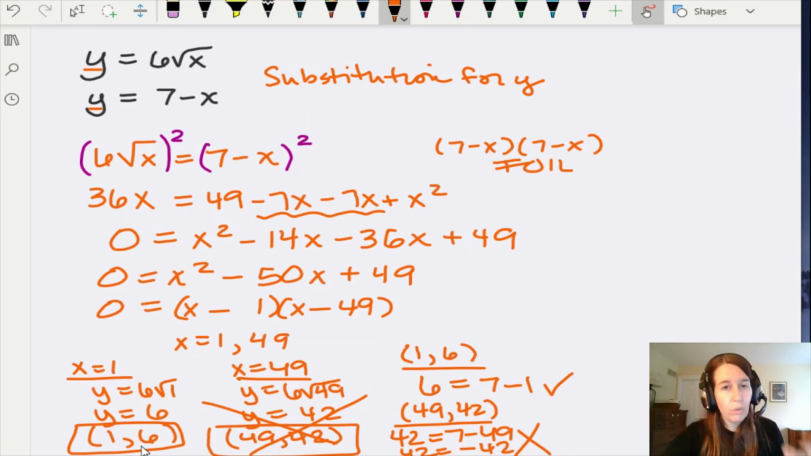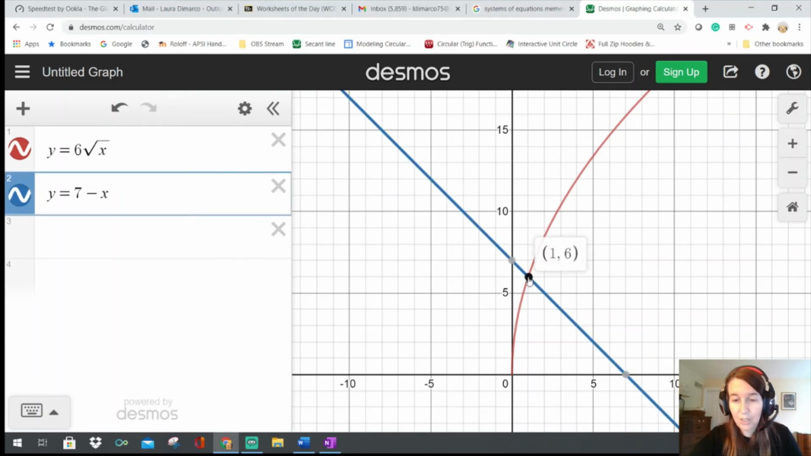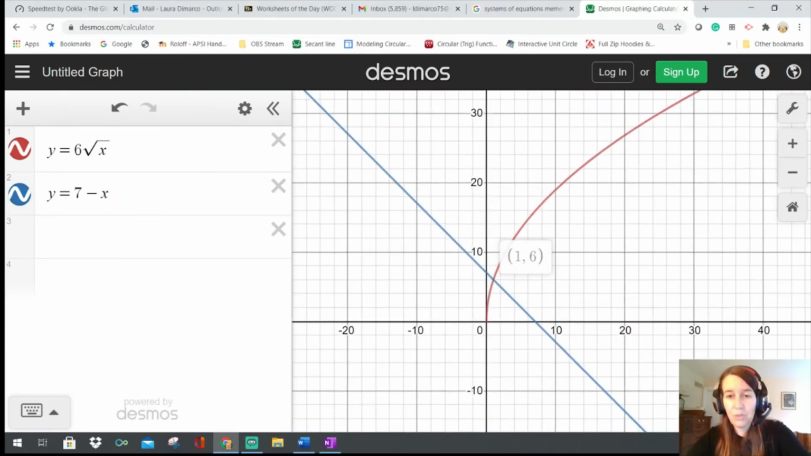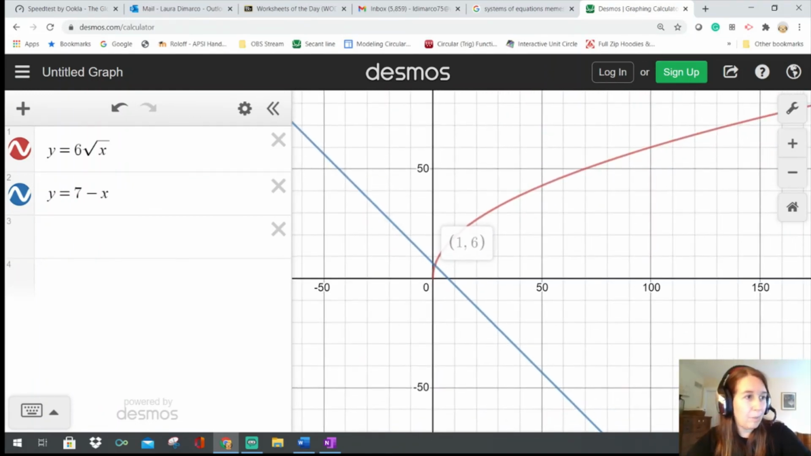So just really do watch out for that. Sometimes I don't check them as much as I should, or I just check them graphically, but you really want to make sure they work in both equations. And then I want to show you the graph because that will support our answer. So here, I typed in y equals 6 square root x, and I typed in y equals 7 minus x. Clearly the point 1 comma 6 works, right? Right there, 1 comma 6. But if you'll notice, even if you zoom out, these things are never going to meet again, because our other point was 49 comma 42 or negative 42, right?